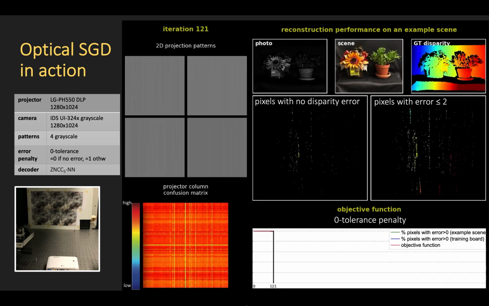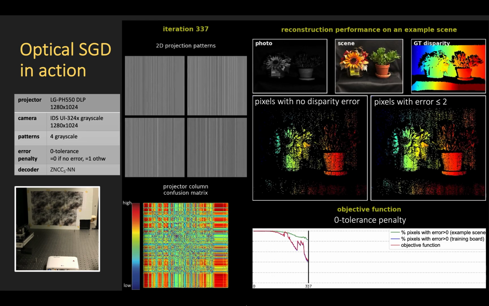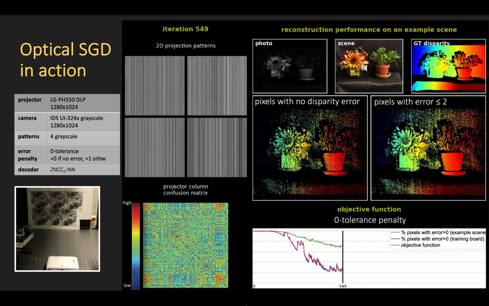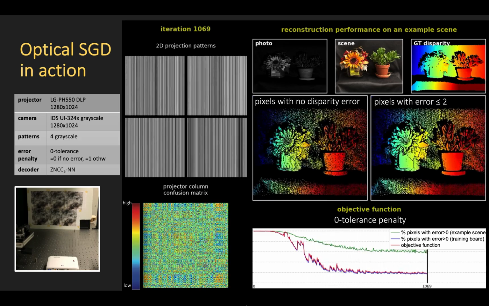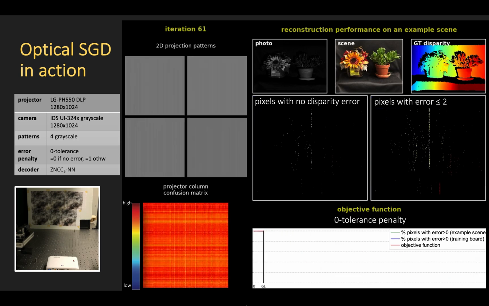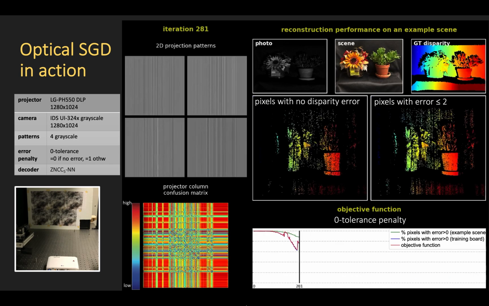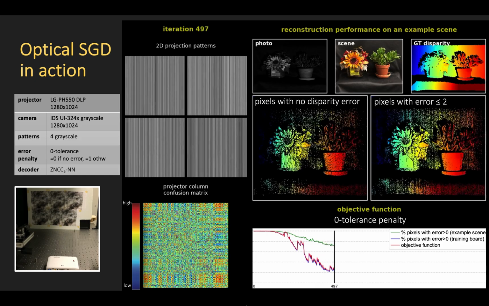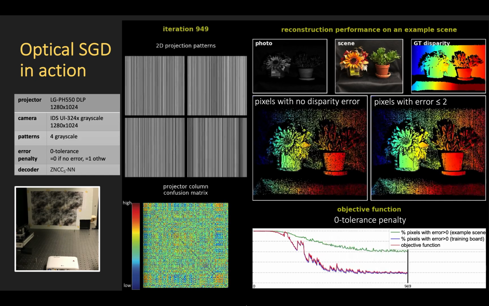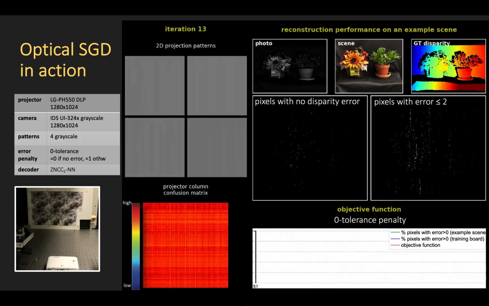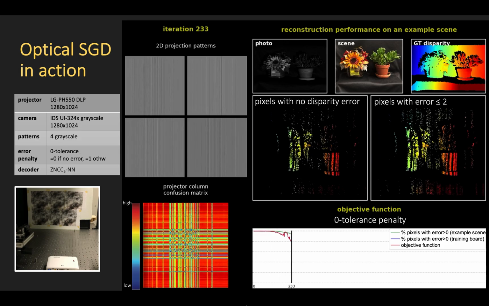And then, to see how it generalizes to unseen objects, we test the patterns at each iteration on a challenging scene shown on the top, which contains high-frequency geometry and very low albedo regions. Again, in the middle, you see the disparity map for 0 error pixel, and on the bottom, you see the reconstructed error for the training scene and testing scene.